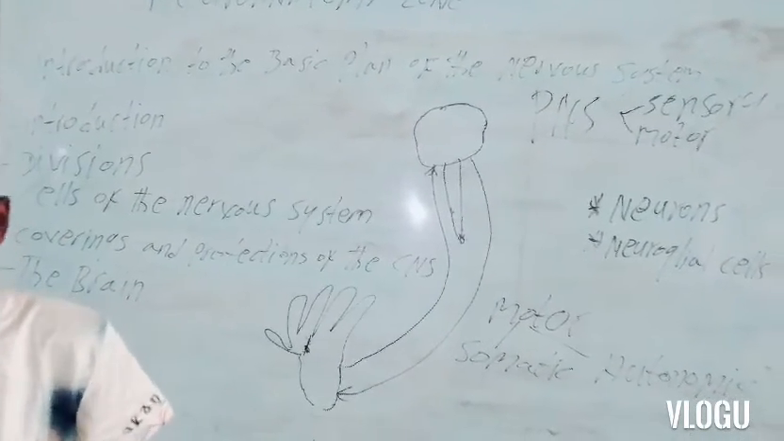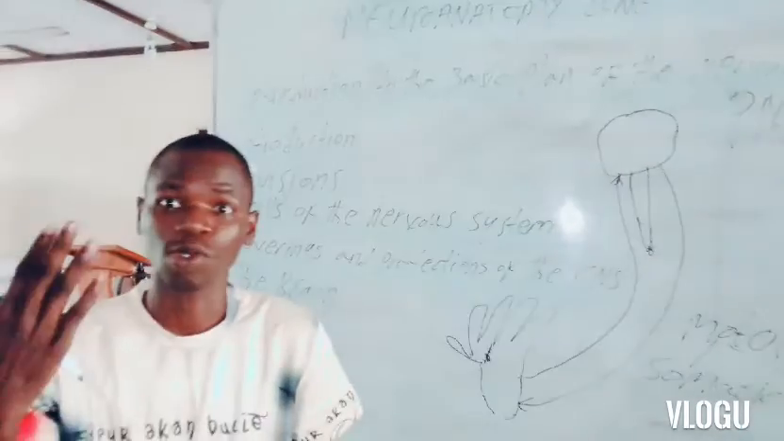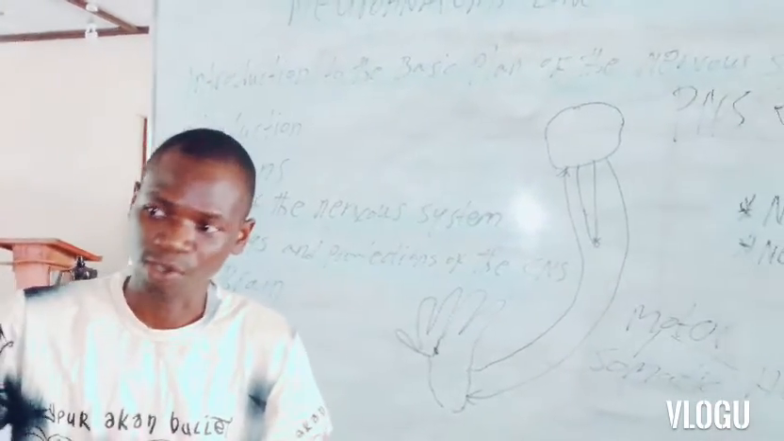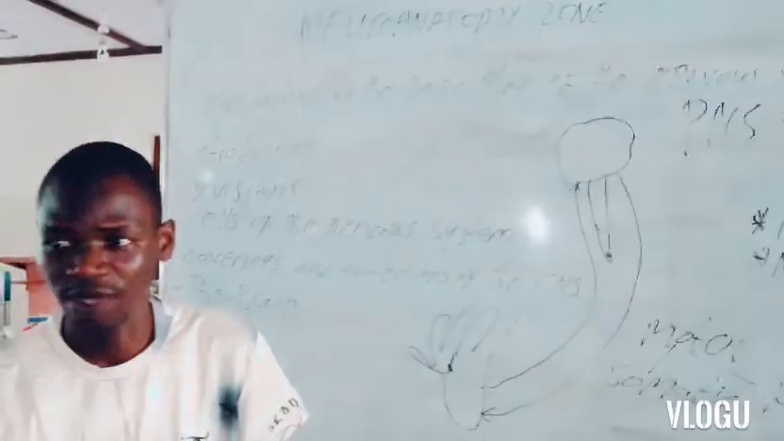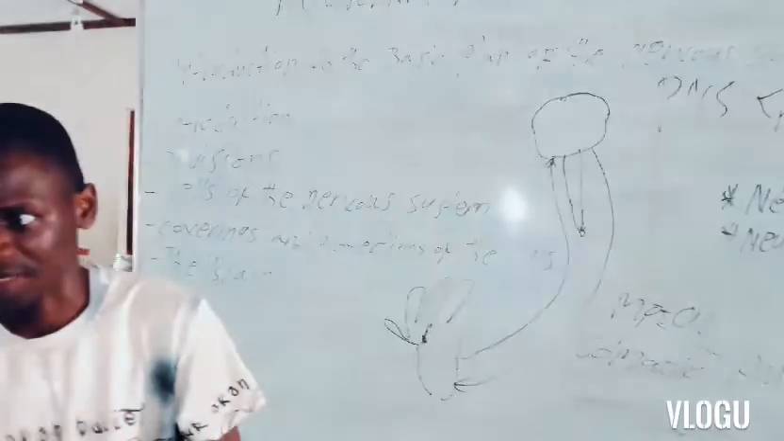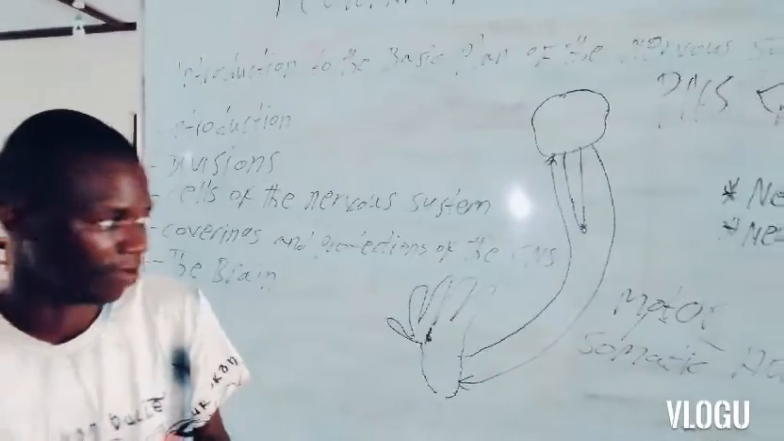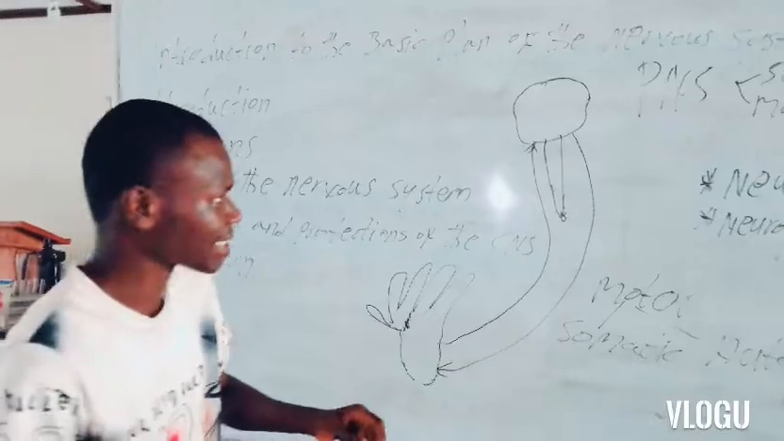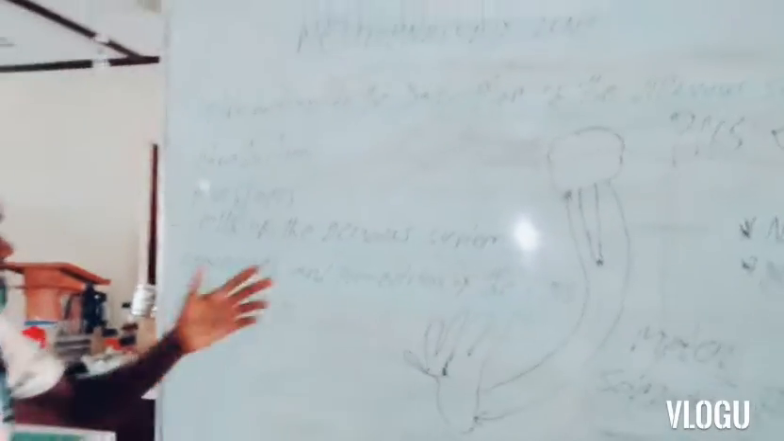You can't regulate that. You can't control that. You cannot tell your stomach not to move. You cannot tell the food in your stomach not to digest. You can't do that. That's an involuntary activity. So that is that for the peripheral nervous system and the central nervous system.